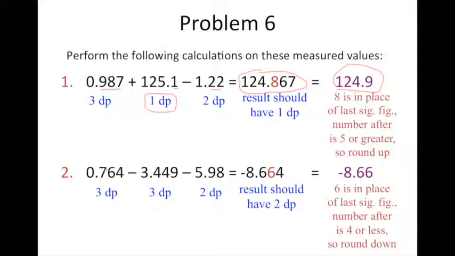And on this one, if we subtract these numbers, we should get a negative 8.664. How many sig figs should it have? Well, this has 3 decimal places, this has 3, and this has 2 decimal places. So this one's significant to the hundredths. So my answer can only be significant to the hundredths decimal place. Negative 8.66, this is a 4, so we don't round up. So we just drop it and get negative 8.66.